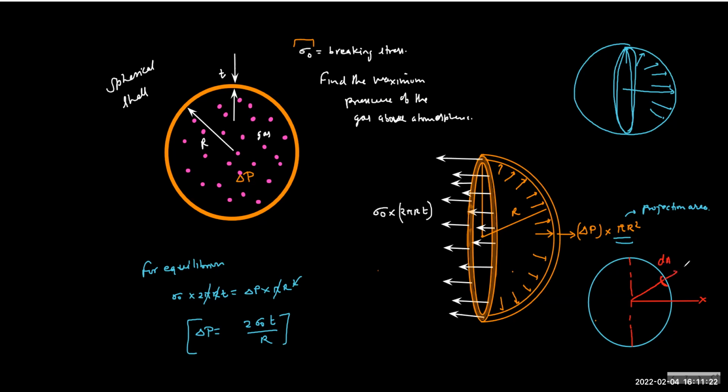So the force here acting is how much? dF, correct? And dF will be pressure into area dA. If I say this is theta, what is the x component of this force? dF cos theta. Now what you may not know is that dA cos theta is nothing but the area on the base, the projection of this. So this is 1 by 2 pi r square.